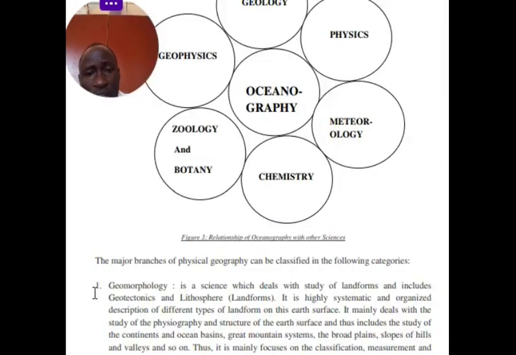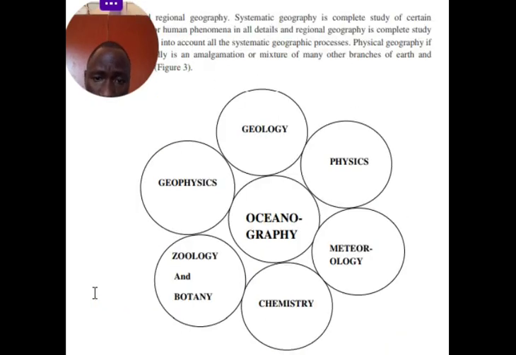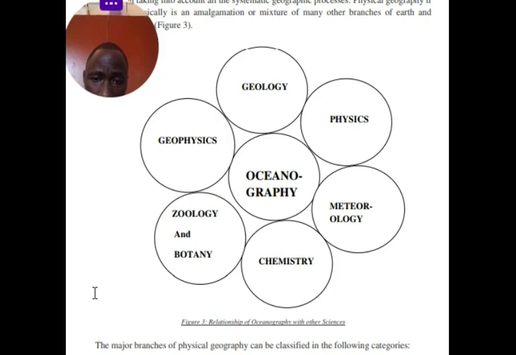Then we push to the other things and look at the diagram trying to show geography as a discipline in terms of nature, where we shall be looking at the branches. We talk about geophysics, zoology, botany, chemistry, morphology, physics, geology and ocean geography. So that is where we shall be picking up next time.